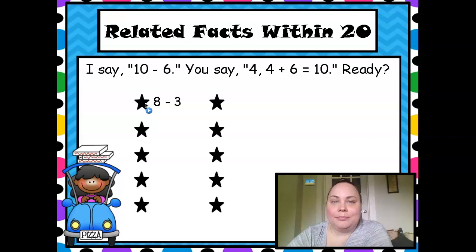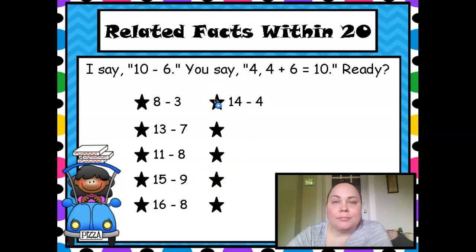8 minus 3. 5. 5 plus 3 equals 8. 13 minus 7. 6. 6 plus 7 equals 13. 11 minus 8. 3. 3 plus 8 equals 11. 15 minus 9. 6. 6 plus 9 equals 15. 16 minus 8. 8. 8 plus 8 equals 16.